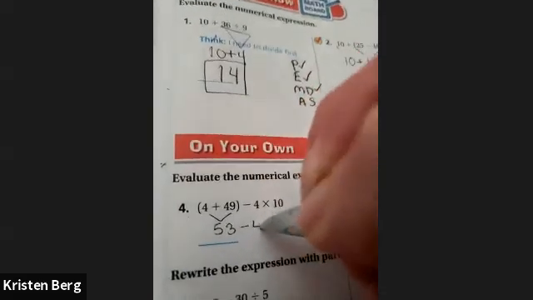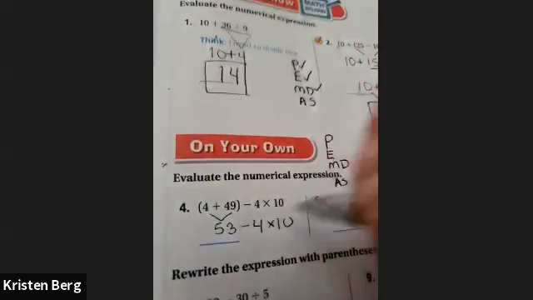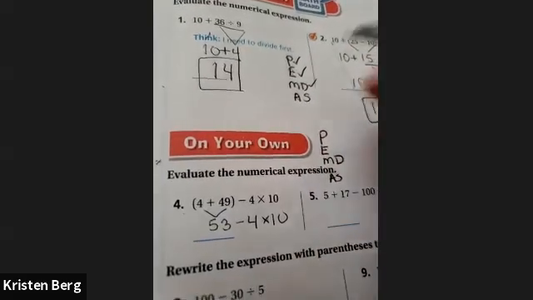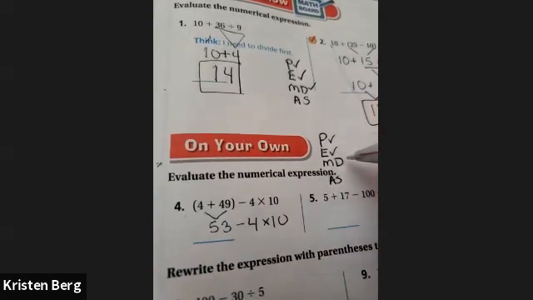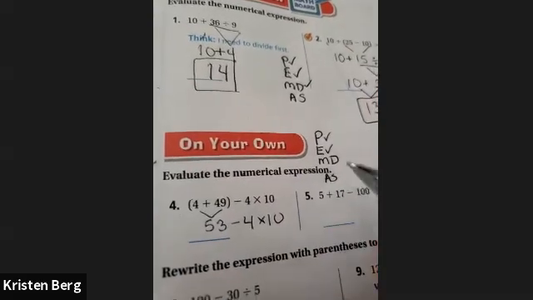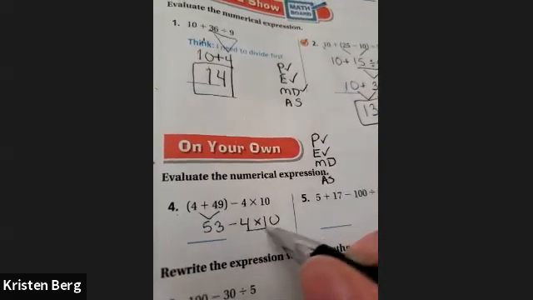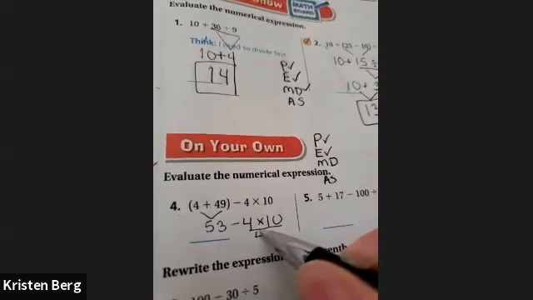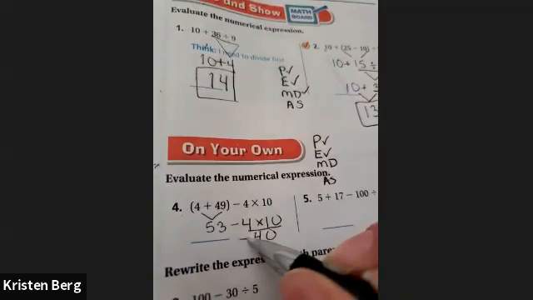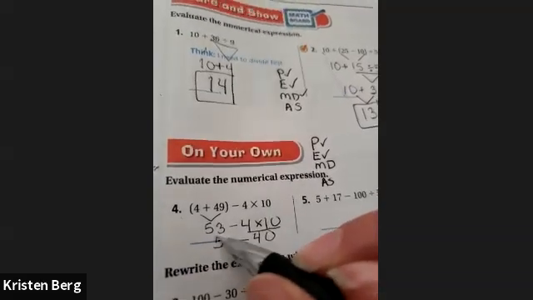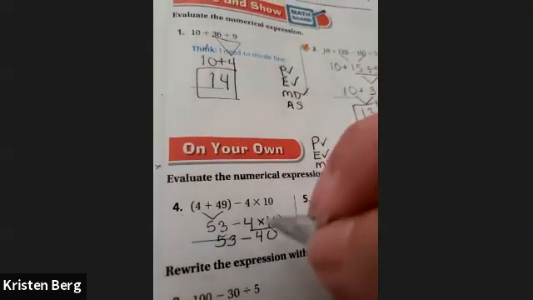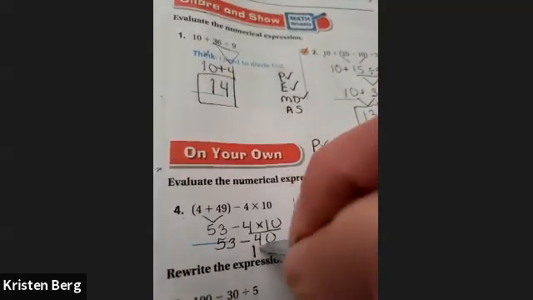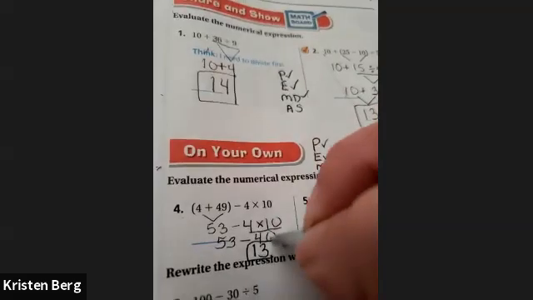Then bring everything else down you did not use. All right, so is there any more parentheses? No. Any exponents? No. Any multiplication or division? And then yes, there is a multiplication sign. So we're going to do that, which is 40, and bring everything else down. And then when you subtract it, which is the last step, it would be 13.